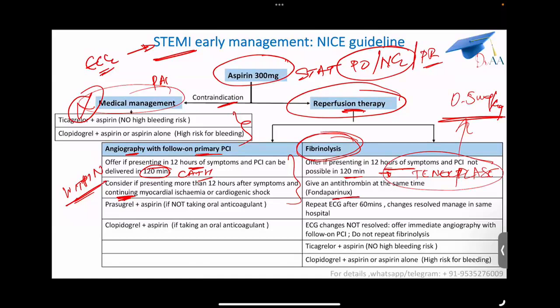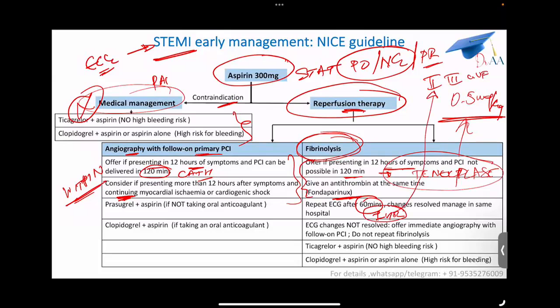Along with it, at the same time, you'll be giving an antithrombin, preferably fondaparinux. The dose changes from weight to weight. You need not remember the dosage here. After giving thrombolysis, you will wait for 1 hour and repeat an ECG. If the ECG changes have resolved, what do I mean by resolved? There was ST segment elevation in the inferior leads, that is 2, 3, aVF. Assume that they were elevated, and then you will repeat after 1 hour.